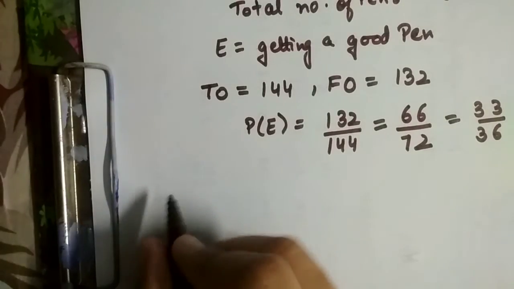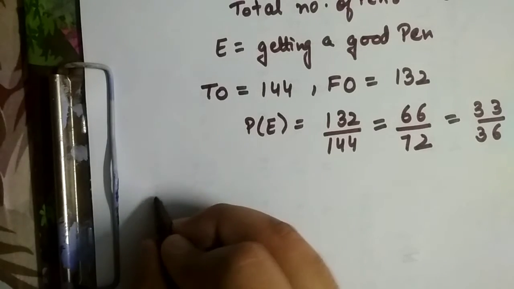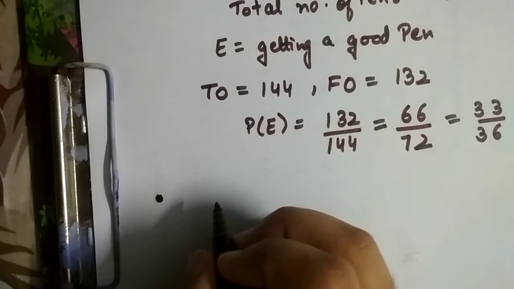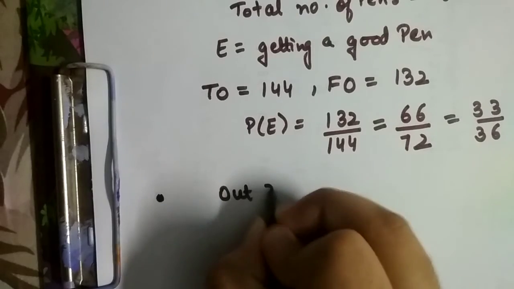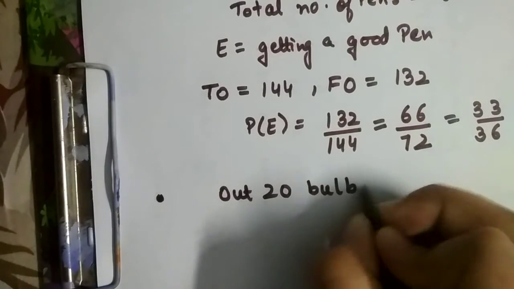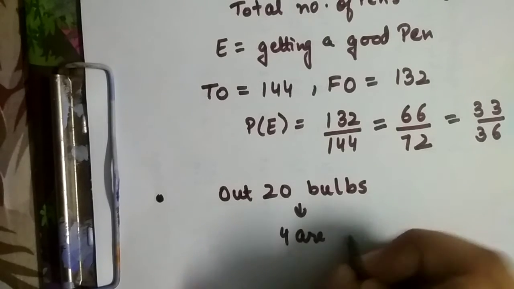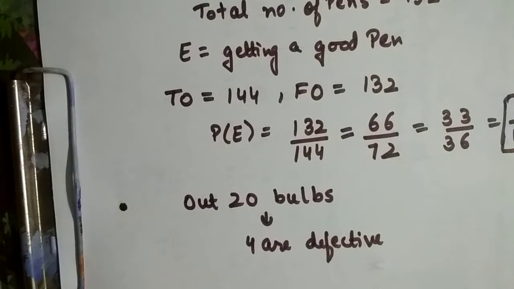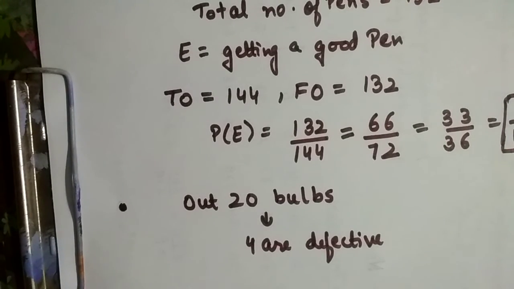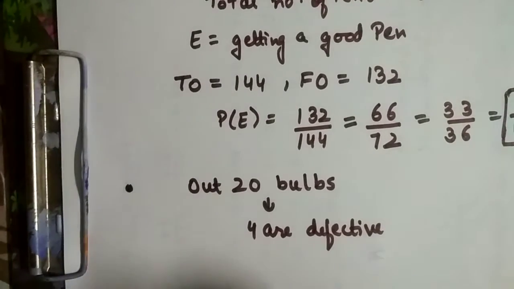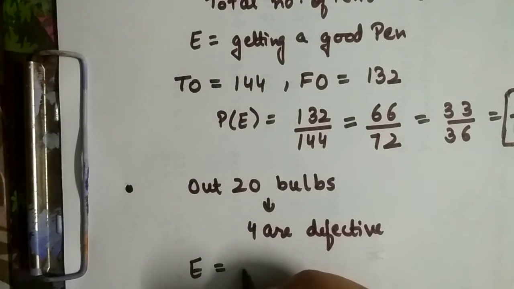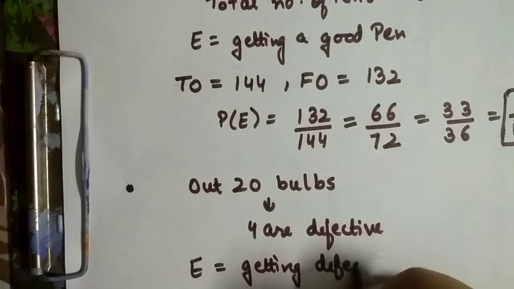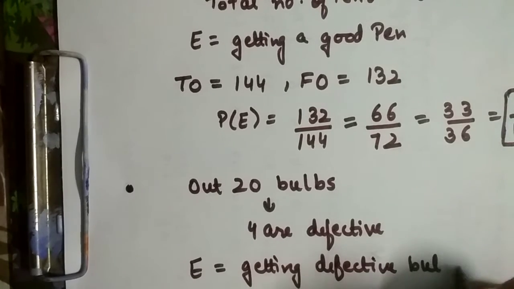Now there is another question similar to this. It is given that a lot of 20 bulbs contain 4 defective ones. Means out of 20 bulbs, 4 are defective. One bulb is drawn at random from the lot. What is the probability that the bulb is defective? Means our event is getting a defective bulb.